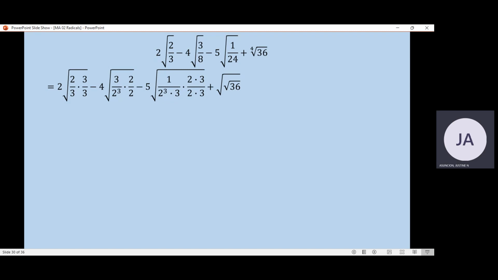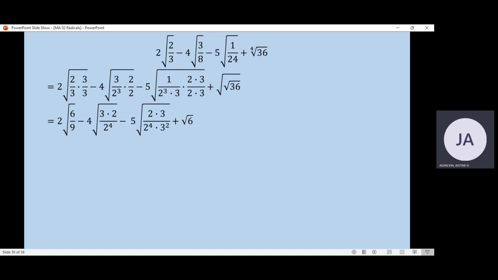We need another 2 so that we can have the square root. And then 3, we need another 3 to have our square root. And then the fourth root of 36, we can use the square root of the square root of 36. Okay, so that's law D, right? Law D. Okay, so now simplifying this.